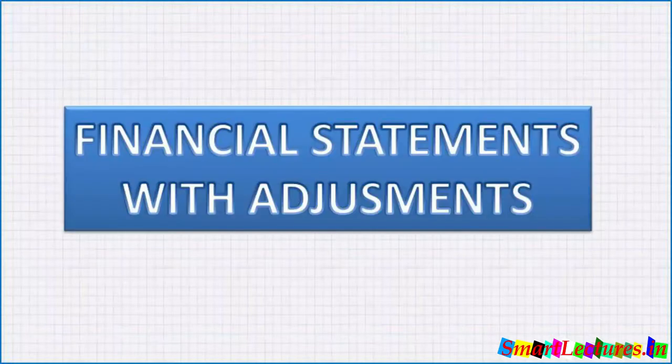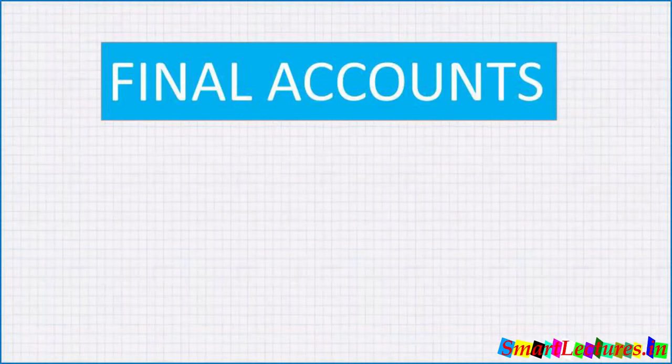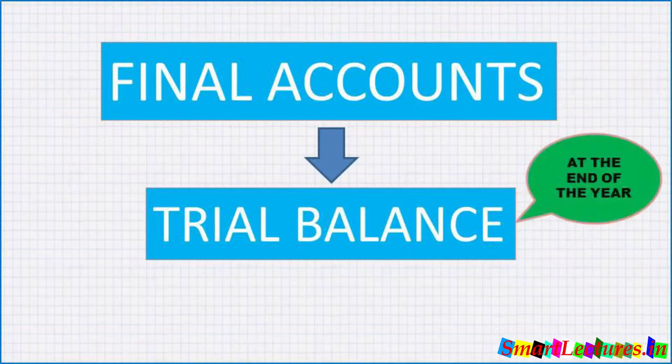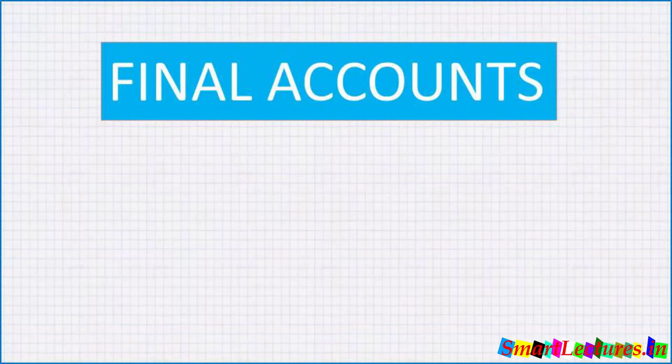Final accounts with adjustments, or you can say financial statements with adjustments. Let me remind you of the final accounts which we have already learned in our previous episodes. Final accounts are prepared on the basis of trial balance, and trial balance is prepared at the end of the year. There are three parts of final accounts or financial statements.